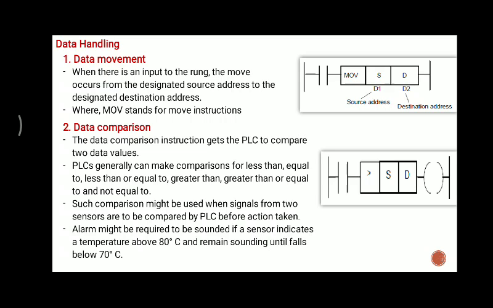Suppose there is an application where an alarm might be required to be sounded if a sensor indicates a temperature above 80 degrees Celsius. Suppose this 80 degrees Celsius is the destination, and it should alarm until 70 degrees. So 70 degrees is the source. So if the temperature is between 70 and 80, it will be compared by this comparator, and this gives the output that the alarm should be sounding. So like this, data comparison works.